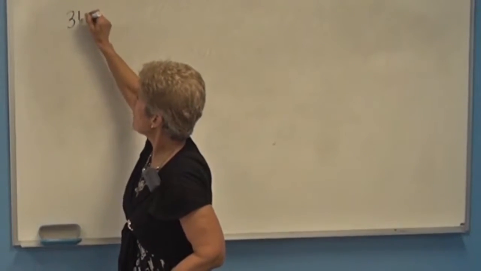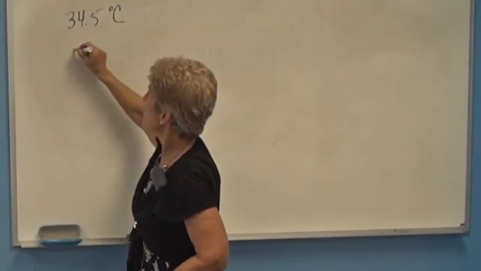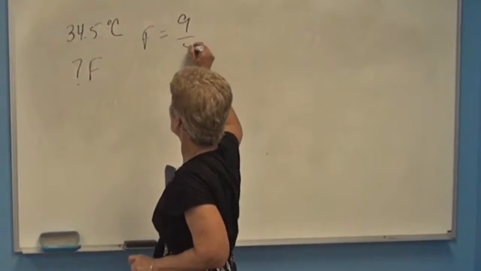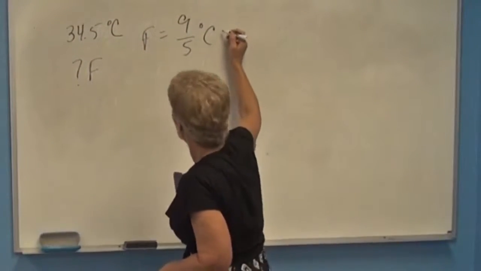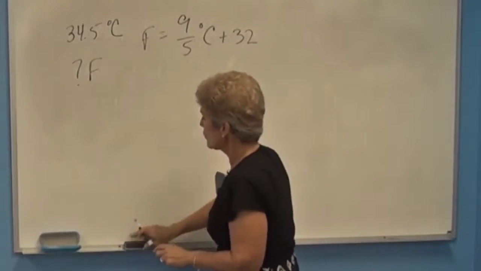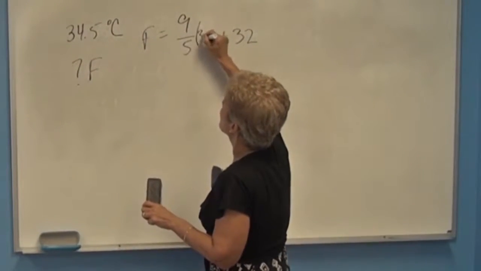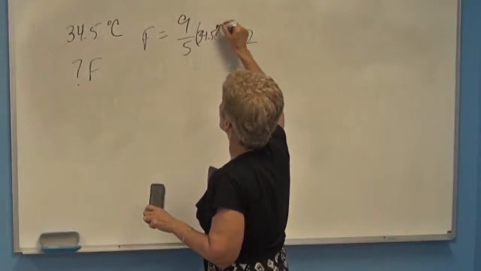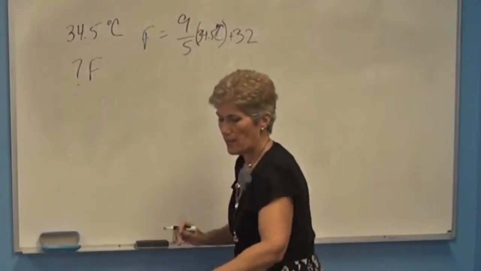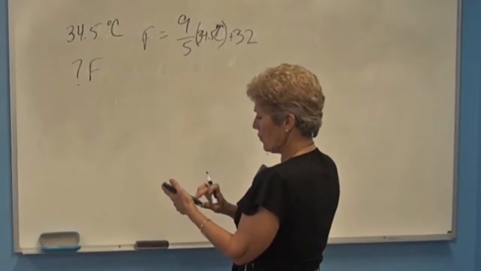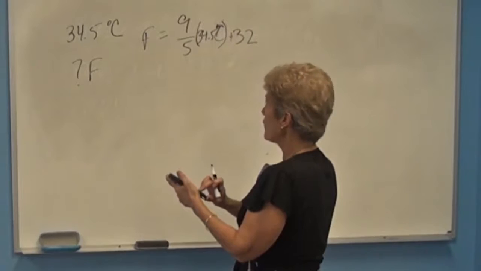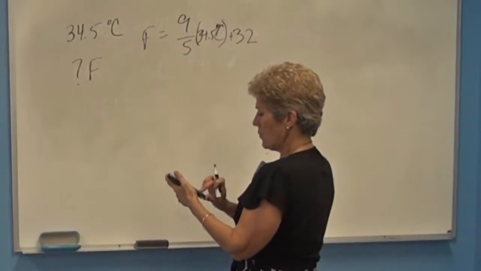Okay? And then number 12, convert 34.5 degrees Celsius, and we want to go to Fahrenheit. Fahrenheit equals 9/5 degrees Celsius plus 32. So we're just going to put in here 34.5 degrees Celsius. I'm running out of room here, aren't I? Plus, there we go. And so in your calculator, order of operations, you're going to go 34.5 times 9 equals, divided by 5 equals, plus 32 equals.